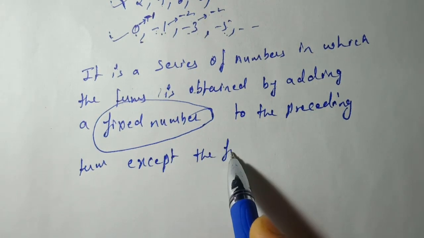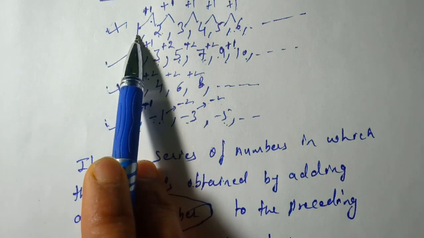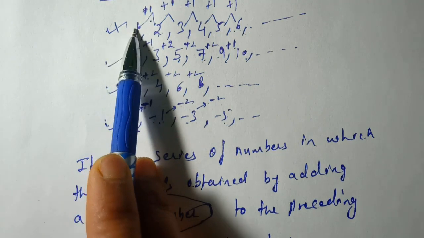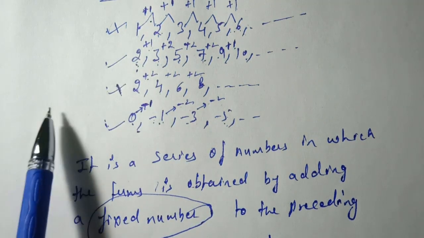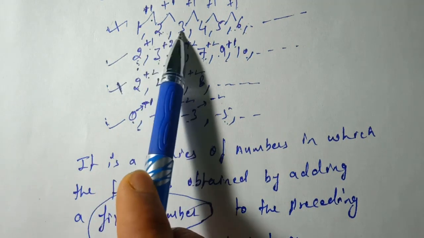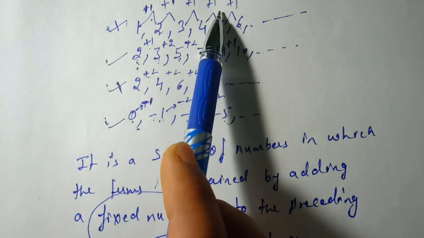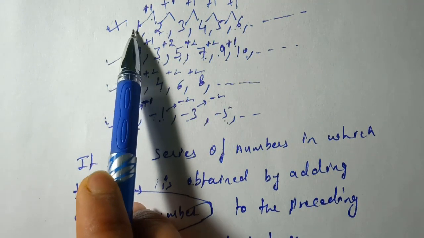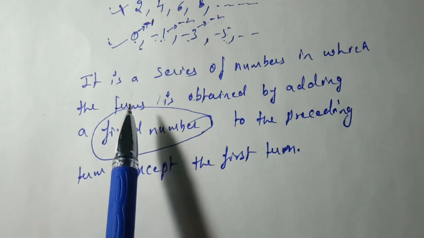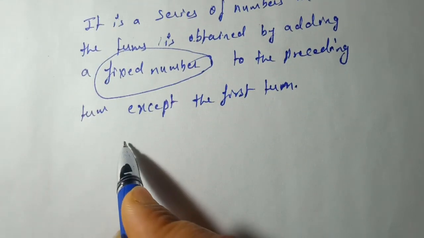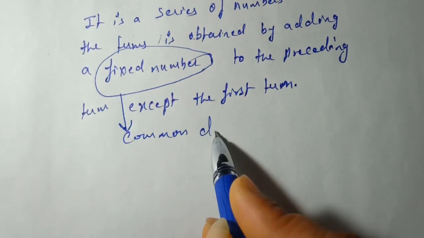the first term. Except the first term means, to obtain the first term we don't have to add, because before the first term we don't have any preceding term, so we cannot add any number. So except the first term, to obtain the next succeeding term we have to add a fixed number to the preceding term. So such type of series of numbers are called as arithmetic progression, and this fixed number which is added is called as common difference.